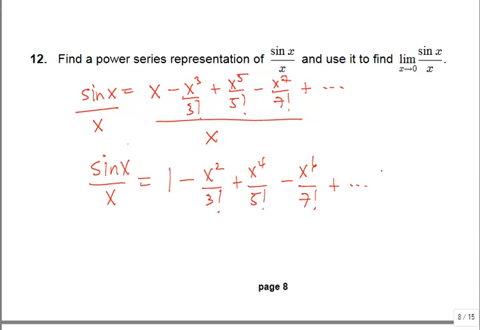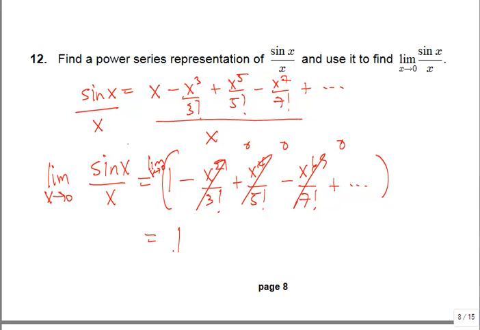And now all we want to do is take the limit of this as x goes to 0. So if we put a limit in front of all this, all of these terms with x's in them are all going to go to 0, so all we'll be left with is 1. And this is actually a limit that we proved earlier in Calc 1. And this is just an alternative proof that this limit equals 1.